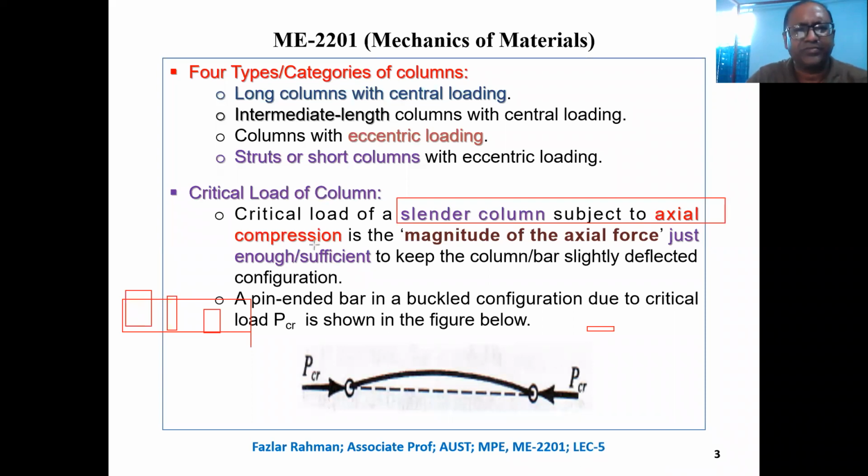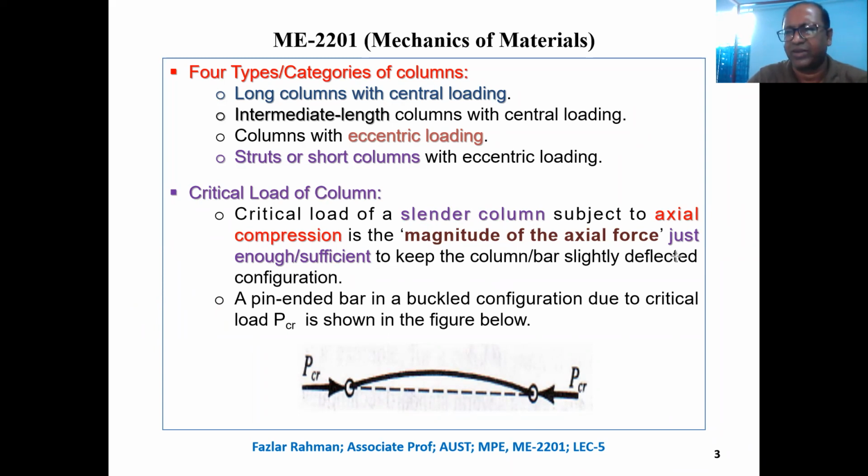So the critical load of the column is the magnitude of axial force just enough or sufficient to keep the column or bar in a slightly deflected configuration.